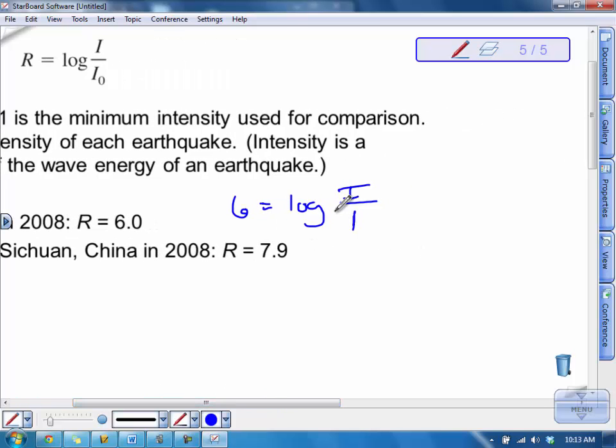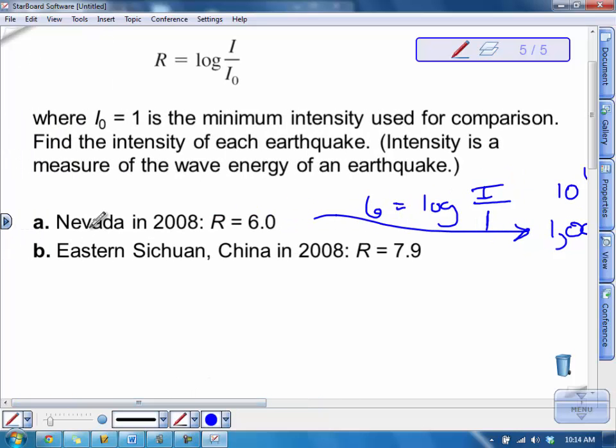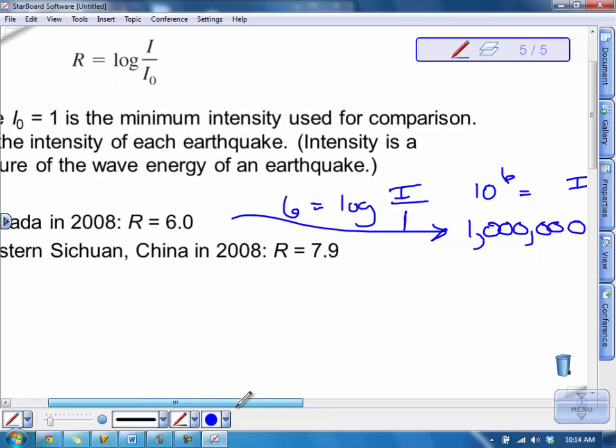So I'm going to change this into exponential form. I'm going to do base to the exponent, so I'll do 10 to the 6th equals I over 1, because that's how you go from log to exponential. You do base to the exponent equals the argument. So 10 to the 6th equals I over 1. I don't need the 1, so basically my energy intensity is 1 million. So the one in Nevada in 2008 was about 1 million for energy intensity.